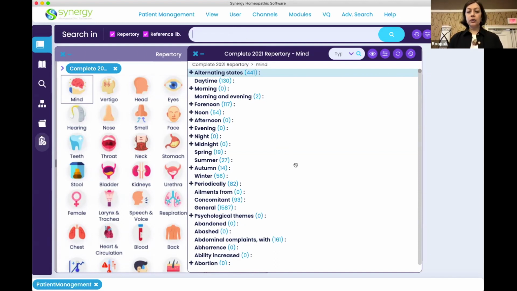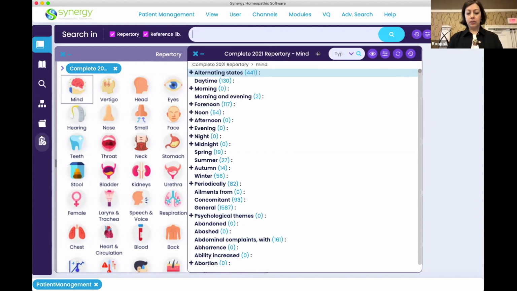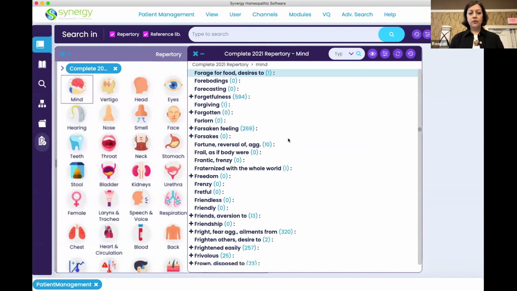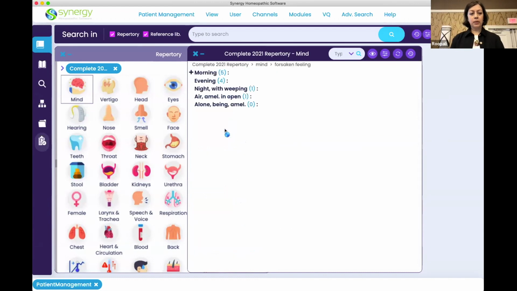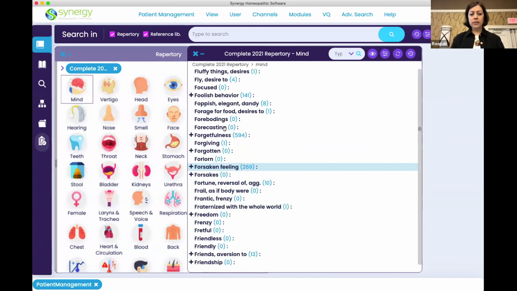But here we can use, so let's do this, since we're in the mind section and it's already open. Let me go back in the repertory. If I type Forsaken, we can put that on a clipboard. There isn't really anything in the sub-rubrics, so even though it's a large rubric, I'm just going to put it on the clipboard.